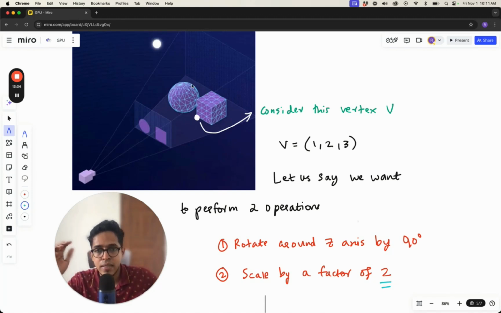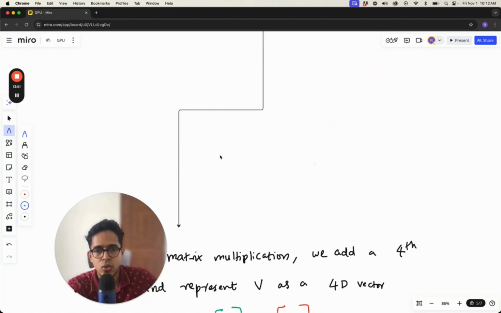Even in this simple scene, you just don't have one vertex. You have maybe hundreds of vertices. In an actual game scene, as I said, you will have 2 million vertices, but we are just talking about one vertex and some operations happening to this vertex. How does this operation look like as a matrix multiplication? That's what we are going to look at. So let's look at these two operations.